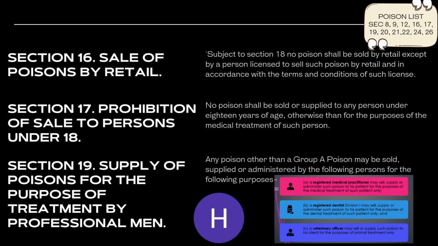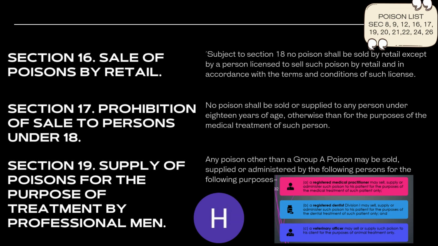The fourth one is section 16, which is about the sale of poison by retail. Subject to section 18, it states that no poison shall be sold by retail except by a person licensed to sell such poison by retail and in accordance with the terms and conditions of such license.